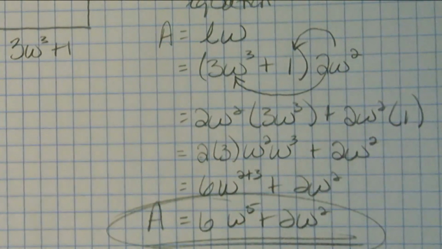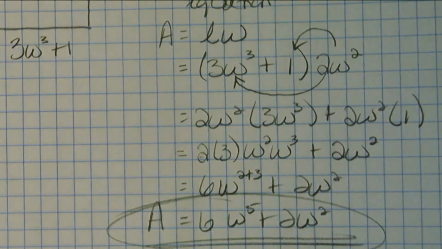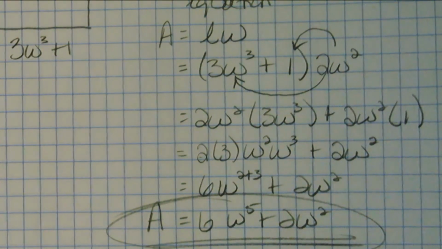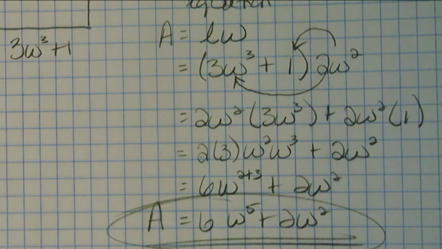I cannot add those. Why can't I add those? Frankie? Because they're unlike terms. One has the W to the fifth, the other has a W squared. You're absolutely getting one of those, so I would highly recommend you practice that again.